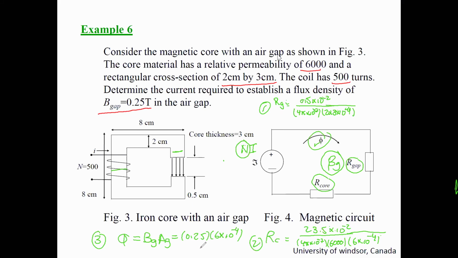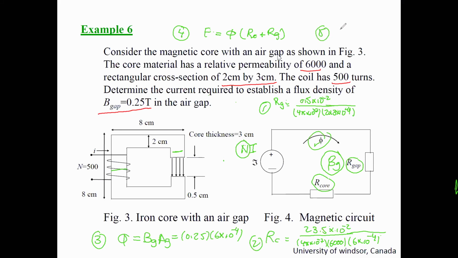Yes. What is step number 4? Find the current. Before we find the current, we can find what is F, which is basically the same as finding the current. So 4 will be F is equal to flux multiplied by what? Total reluctance, good, which is RC plus RG. Do we have this? Yes, we already have the reluctance for the gap, for the core, and the flux.